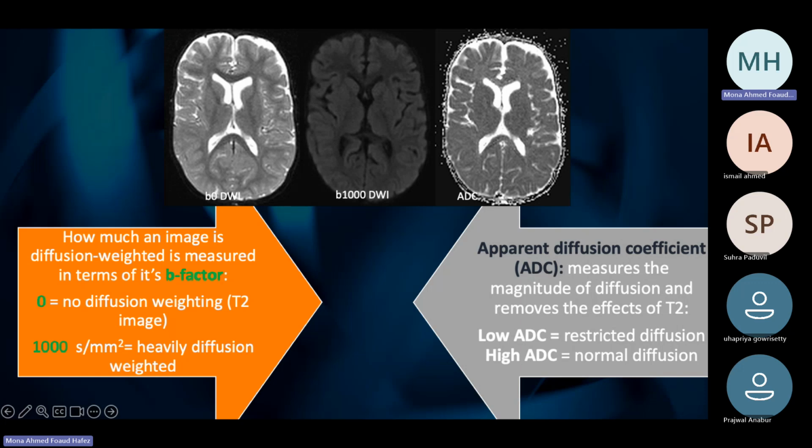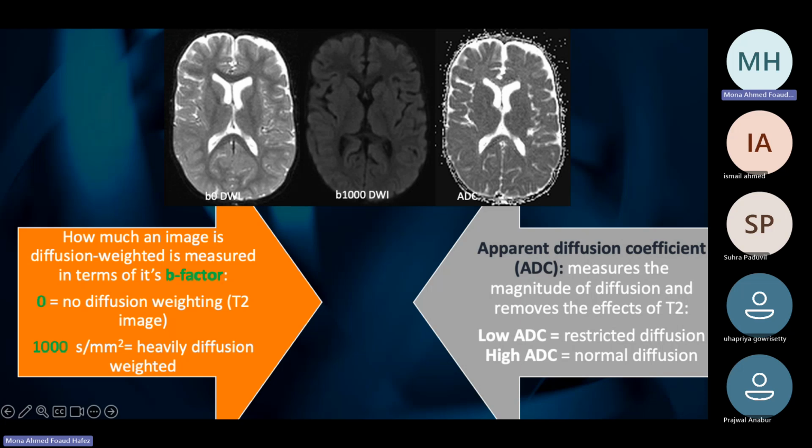There is also the apparent diffusion coefficient. This is B0, this is B1000, and this is the ADC map, or apparent diffusion coefficient, which is the measure of the magnitude of diffusion and removes the T2 effect. It measures the diffusion and removes the T2, so it is the reverse of B1000. Low ADC means restricted diffusion. High ADC means normal diffusion.